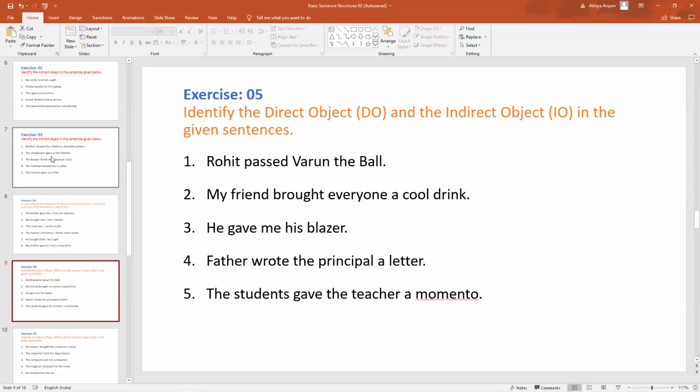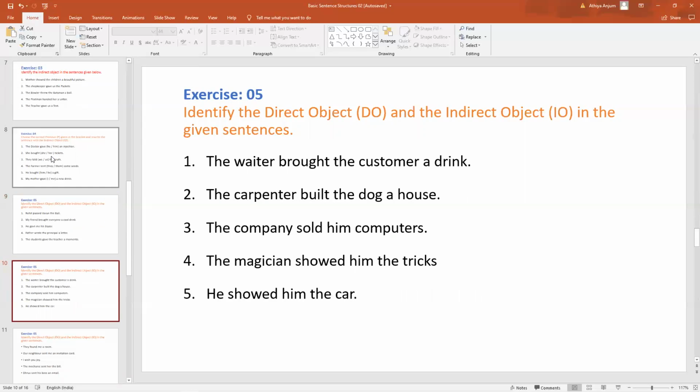The first action, what was done. Okay. So, directly related to the action. So, that will be your direct object. And then to whom? That will be your indirect object. The students gave the teacher a memento. Then the next one, same continuation, identifying direct object and indirect object.